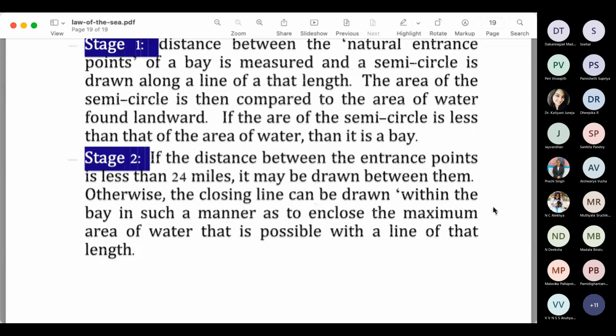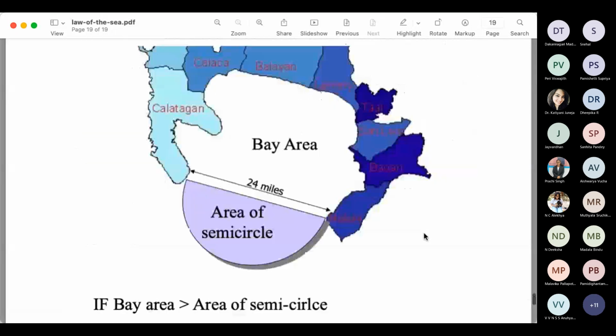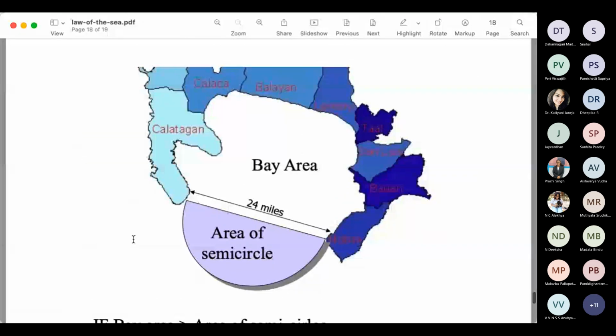Otherwise, the closing line can be drawn within the bay in such a manner as to enclose the maximum area of water that is possible with a line of that length. So as we started yesterday, if there is a bay where the distance between the two nation states is just 24 nautical miles, then it has to be divided and the principle of equidistance will be followed, right? And they will have their territorial waters, exclusive economic zone, as well as contiguous zone, amongst the halfway of it. Is it clear?